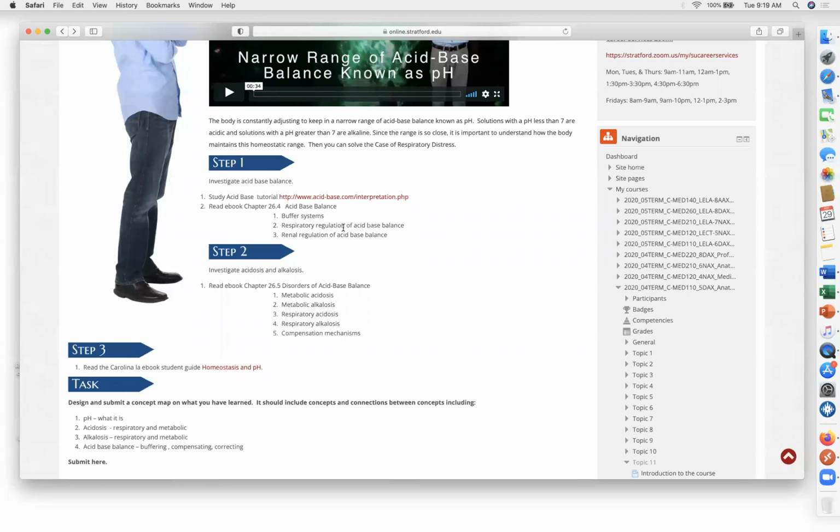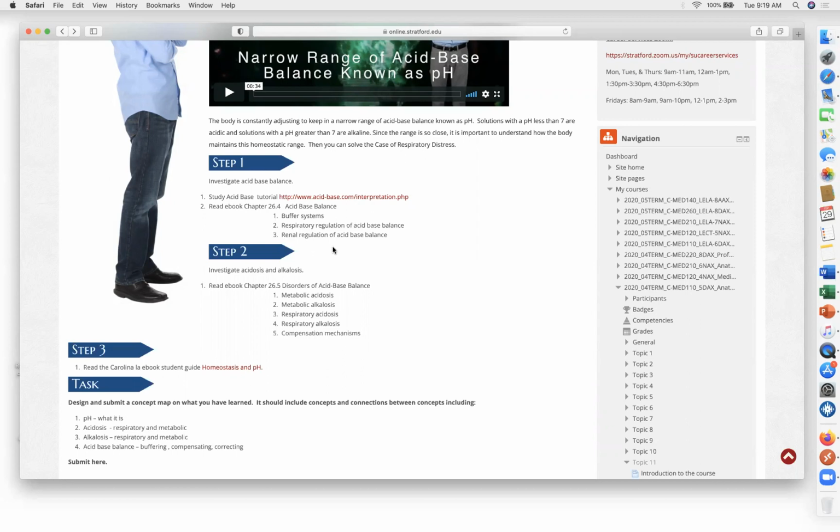Now, I showed you a little bit about the respiratory regulation of acid-base balance or acid-base homeostasis. A little bit about the chemical. Let's talk more about the chemical and the role of your renal regulation of acid-base balance. Now, overall, renal regulation of acid-base balance is simple.